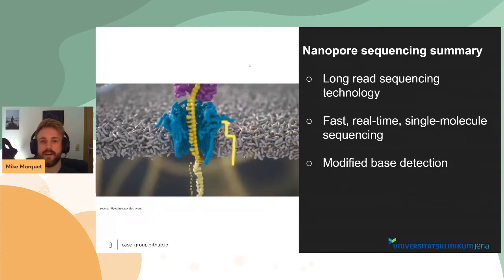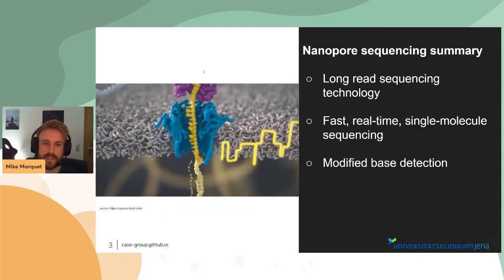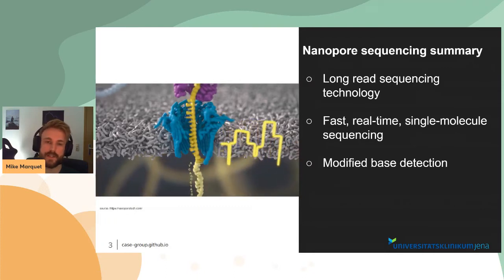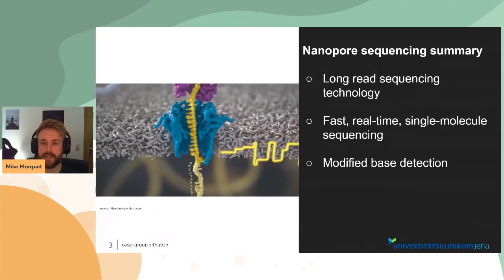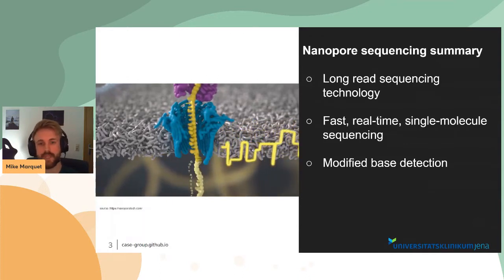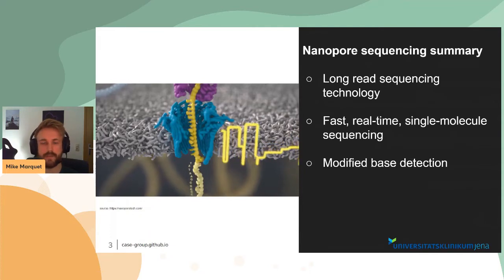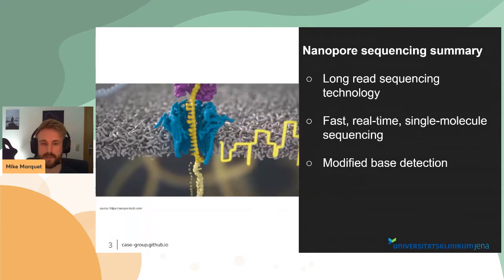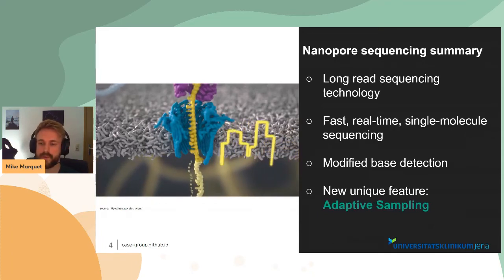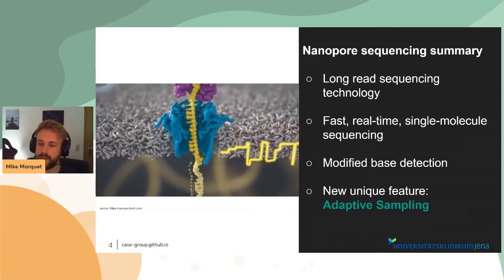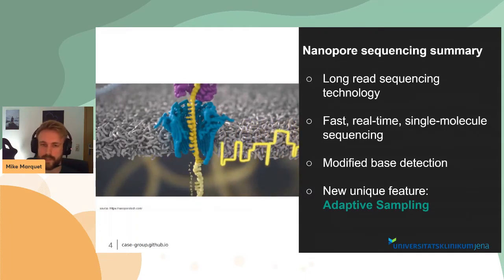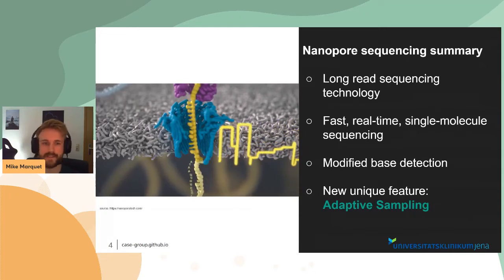That means every DNA strand that is passing the nanopore is generating its own electrical signal, which is a change in ion current. And this then can be translated to the DNA bases. We also have the opportunity to detect base modifications with nanopore sequencing, for example, methylation patterns. And in 2020, Oxford Nanopore introduced a new method for nanopore sequencing, which is called adaptive sampling. So you can basically translate it to targeted sequencing.